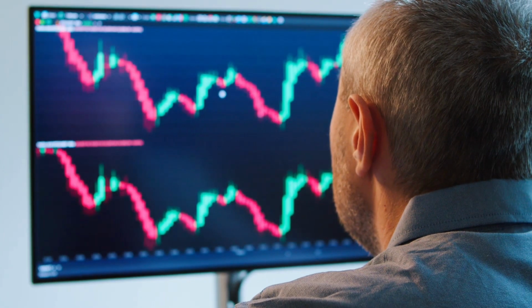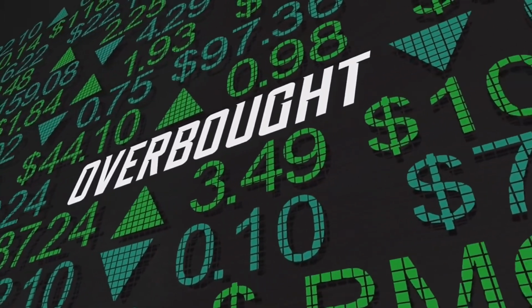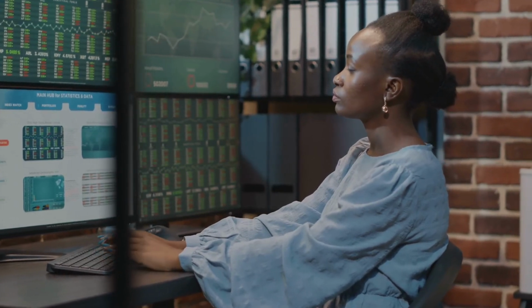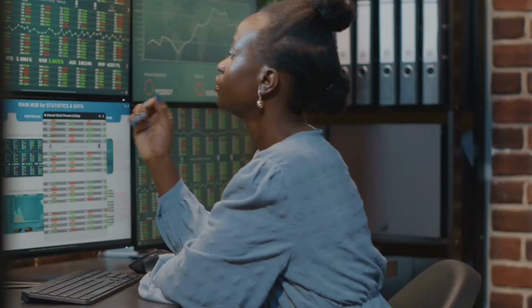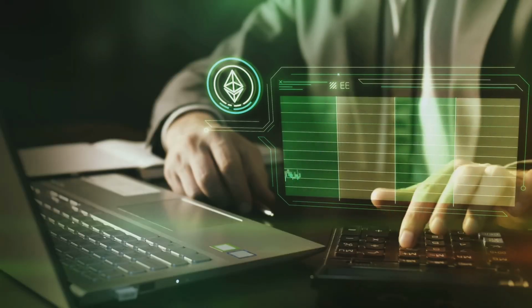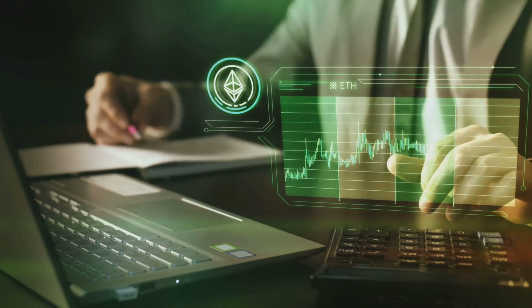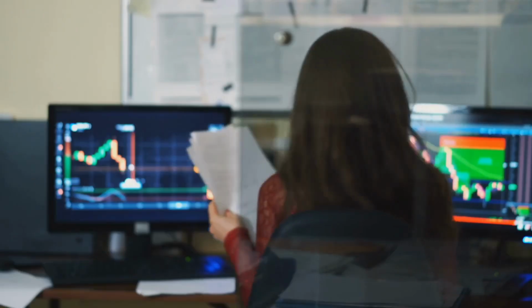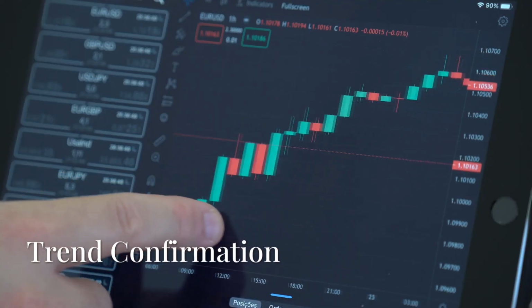How to use RSI 10 in trading. First, identify overbought and oversold zones. When the RSI is above 70, it indicates an overbought condition, which could be a potential reversal or pullback zone. Conversely, when the RSI is below 30, it's considered oversold, suggesting a potential bounce or long entry zone. But don't trade these levels blindly. Always use them within the context of the trend.